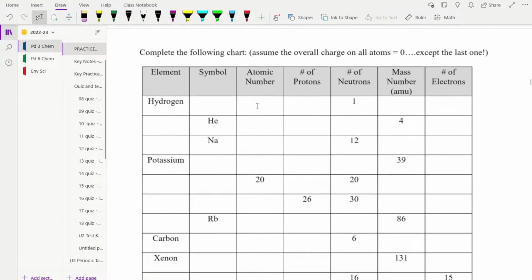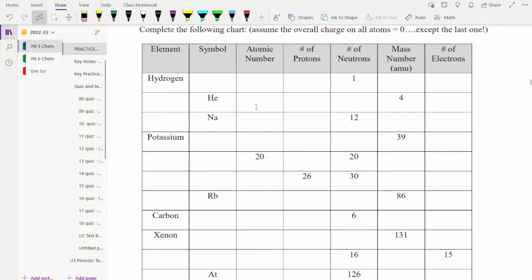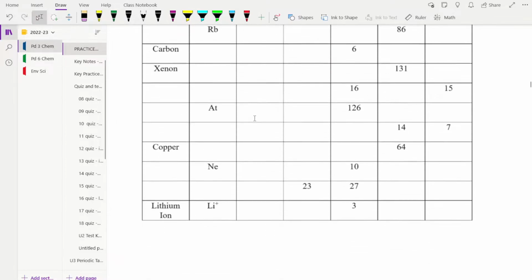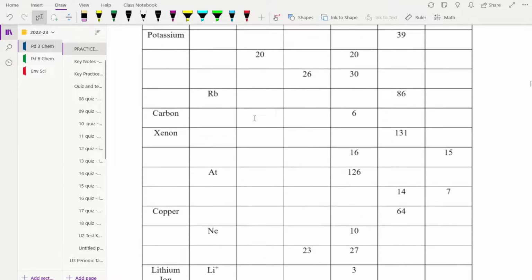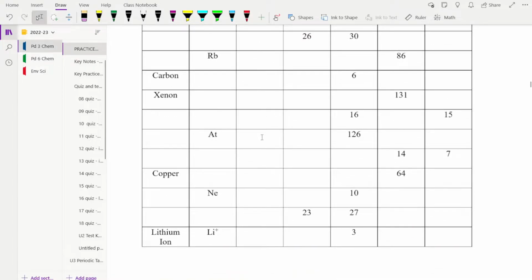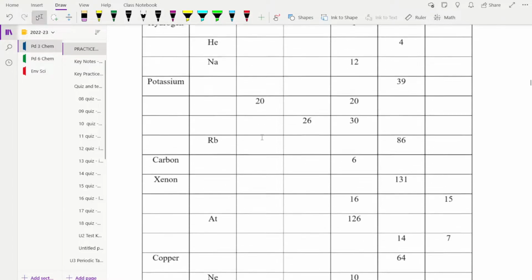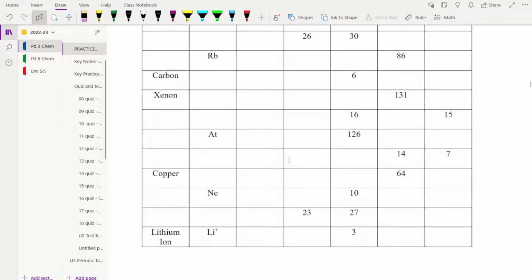Let's move on. These are very similar to the ones we just did. I think I did some in class, but let me do maybe the last one, lithium ion. Is there any other tricky ones? Well, actually, I'll do copper, or one that we haven't done. Let me do the last one right here. We'll fill this one in.